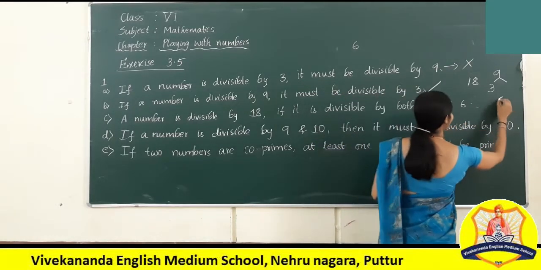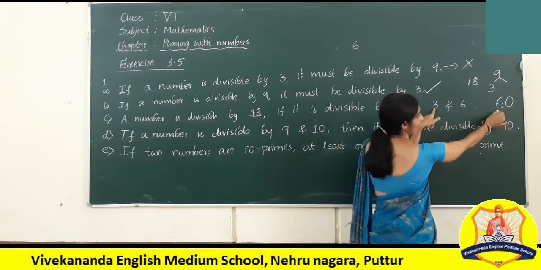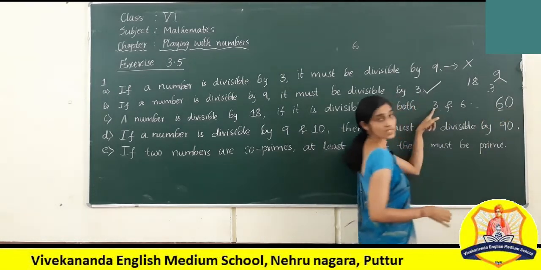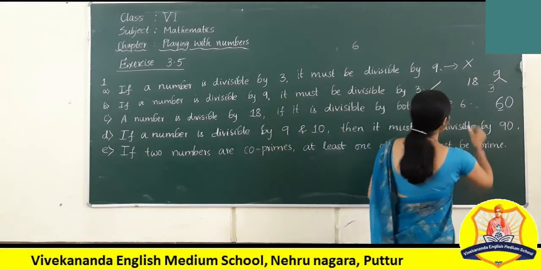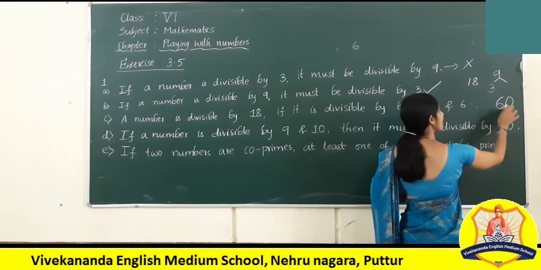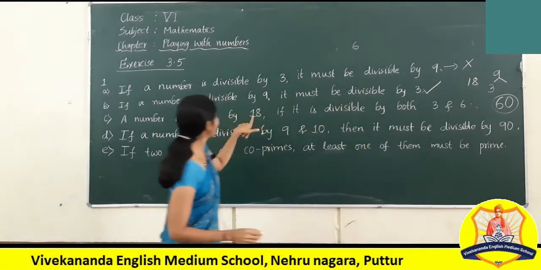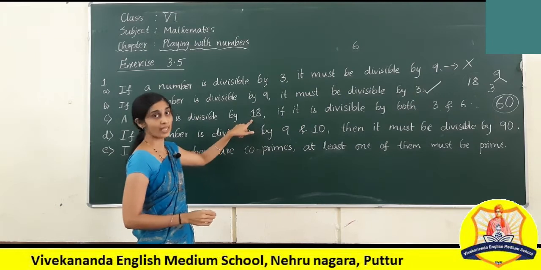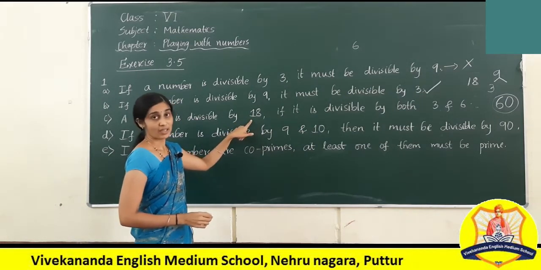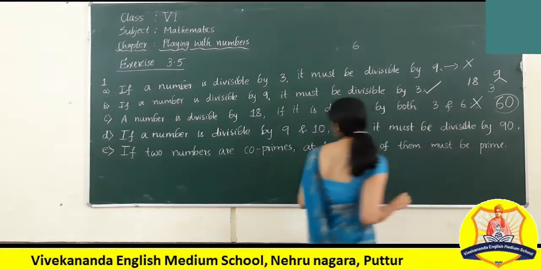Here if I take number 60, 60 is divisible by 3, 6 plus 0 is 6, and 6 tens are 60. So this number is divisible by both 3 and 6, but it is not divisible by 18. Okay, so it is false.